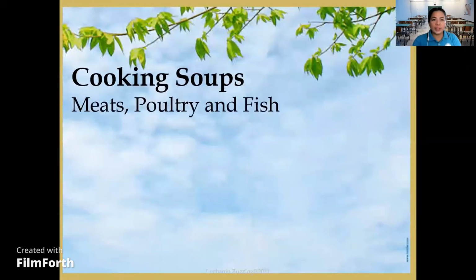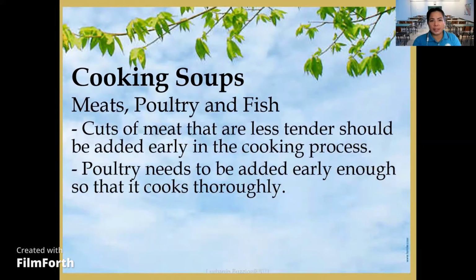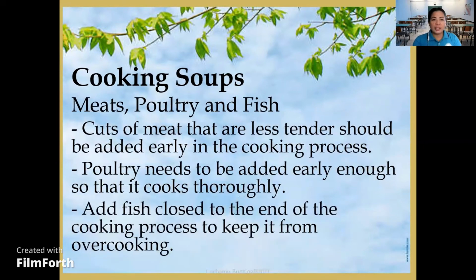And in cooking soups, we have the meat, poultry, and fish. Cuts of meat that are less tender should be added early in the cooking process. Kapag sa poultry naman, it needs to be added early enough so that it cooks thoroughly. And add fish close to the end of the cooking process to keep it from overcooking. Di ba nabanggit ko sa inyo kanina kung ano yung mga cooking time ng bawat ingredients na lulutuin para sa iyong soup.